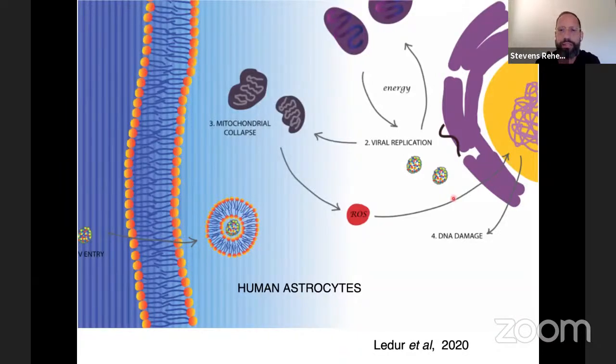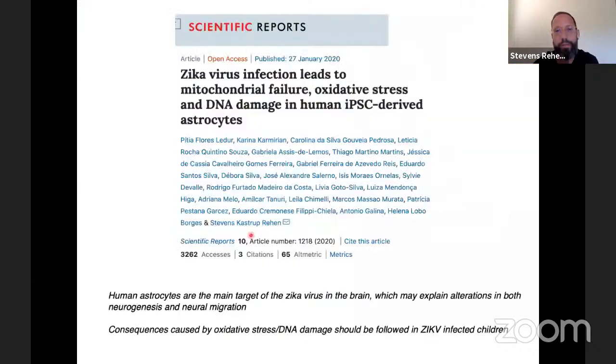So this cartoon basically summarizes what we showed in this paper: the virus enters the cell and replicates in the endoplasmic reticulum. Because of that, it basically drains the mitochondria, which try to generate ATP, and then there is a release of oxidative stress that finally causes DNA damage and the death of the majority of these cells. We published this paper at the beginning of 2020, describing all of this pathway, the intracellular pathway caused by the Zika infection in the human astrocytes.